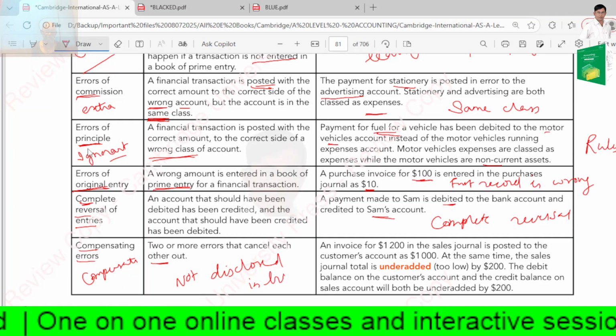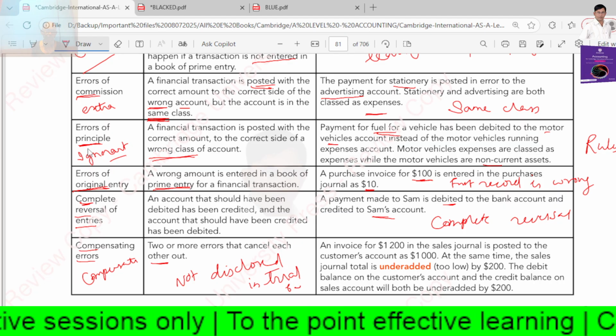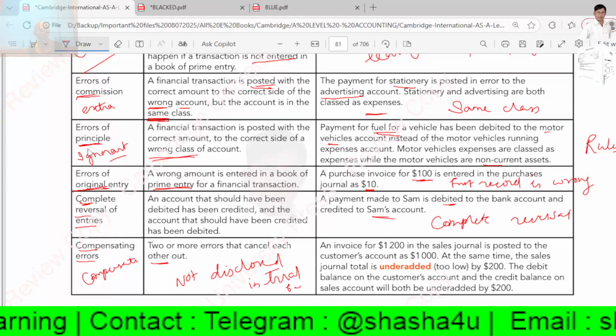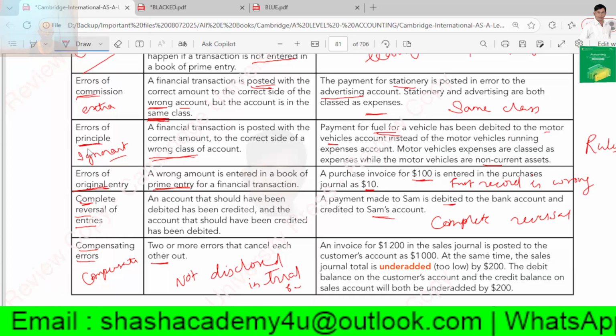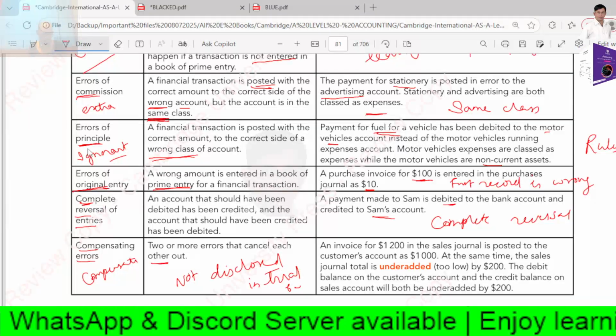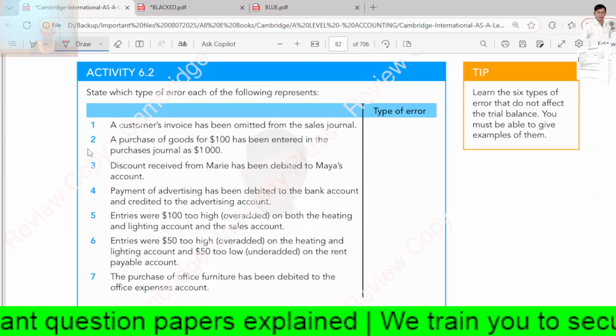They offset each other. One error offsets another. So two or more errors cancel each other out. Okay, so this is what you need to know. First you need to understand this, then only you should do that problem. So now, having understood that, we will discuss the next one here.